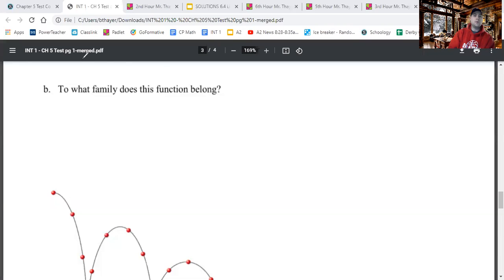For part B, what family of function does this belong to? Well, it's not linear because there's not a constant rate of change. So that makes it the exponential function family. The call sign of the exponential function family is having a multiplier for the pattern. So anytime you're multiplying by the same number, whether it's a fraction or a bigger number, it's an exponential function family.